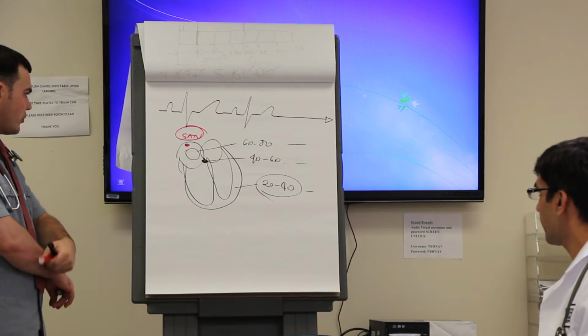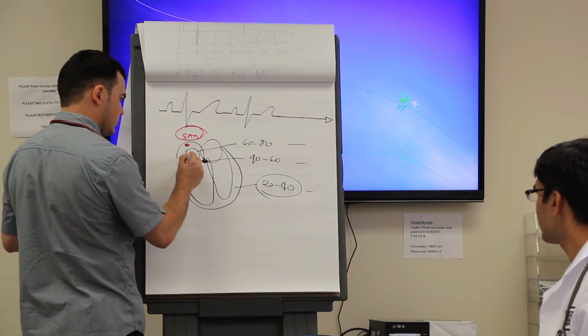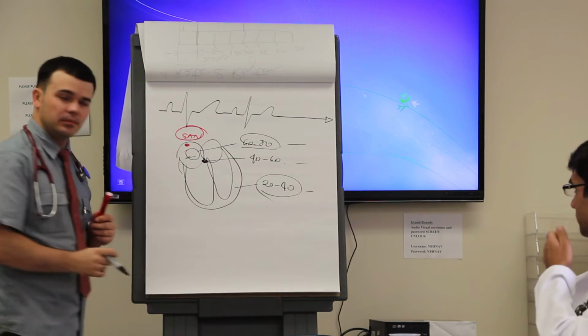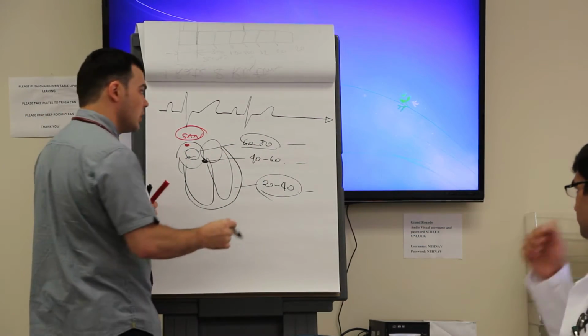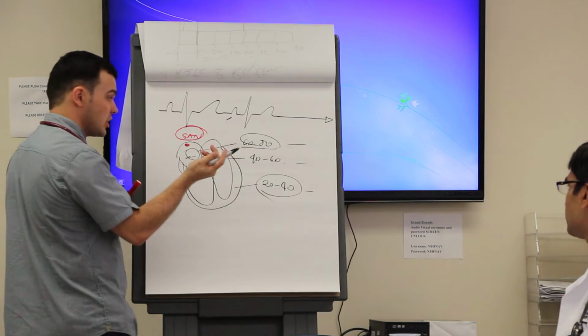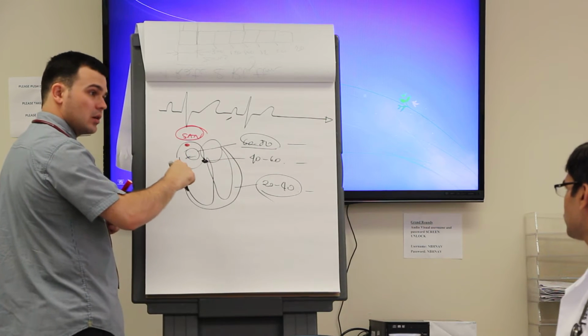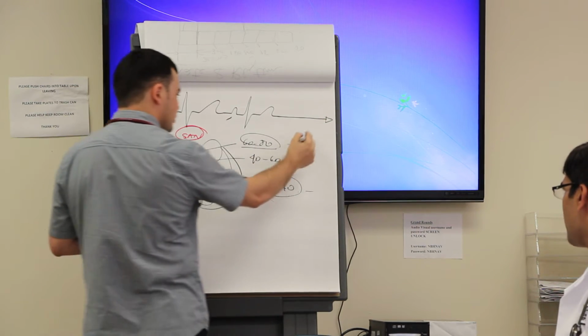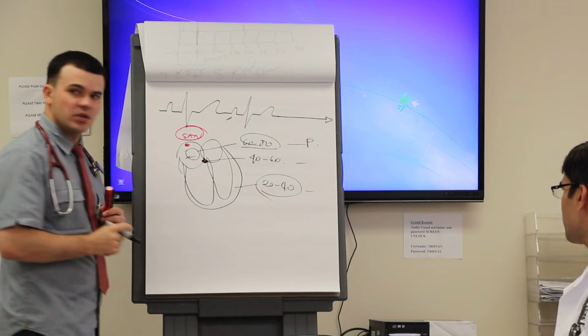Now, for this one, are you going to see P wave? Yeah, you're going to see P wave. Very much different from this one, right? Because it comes from a different place. So you may have a different axis, different shape, right? But you're going to see it before the QRS, all right? So you're going to have the P wave. What about junction? Are you going to see P wave?